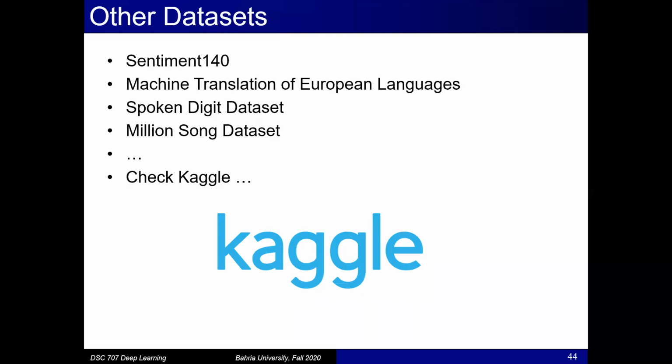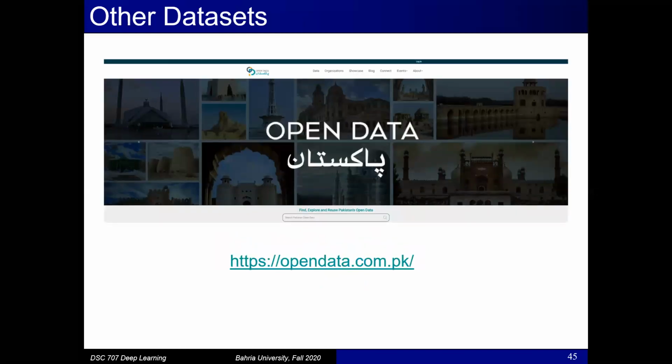And there's one more thing I would like to say: if you are interested in solving some local problem with local data, there's a very good resource, opendata.com.pk. You will find a lot of data related to crime, different surveys and so on, and all that data is collected locally. If you are trying to address a local problem, then of course you need local data.